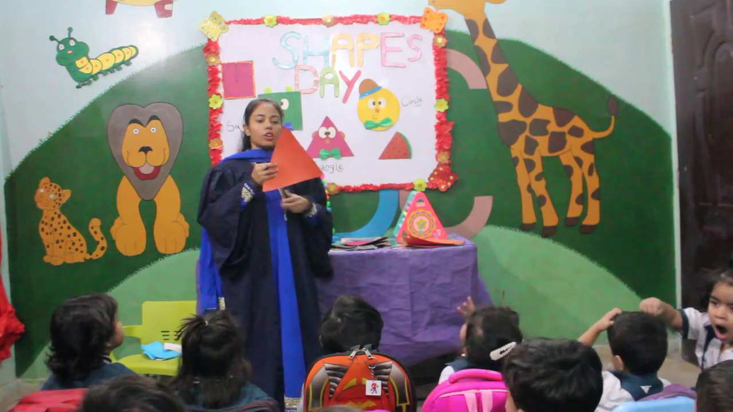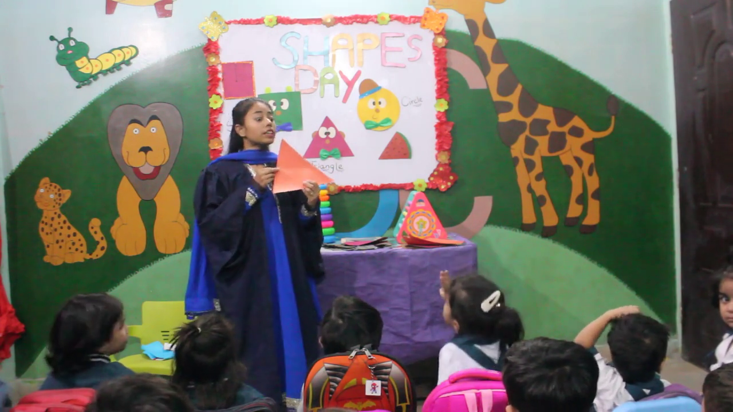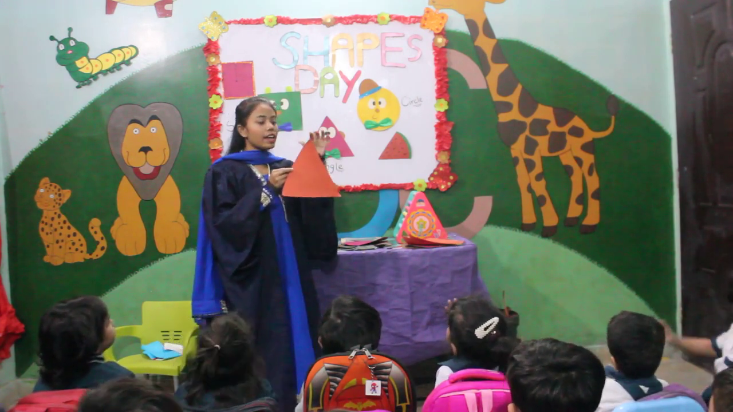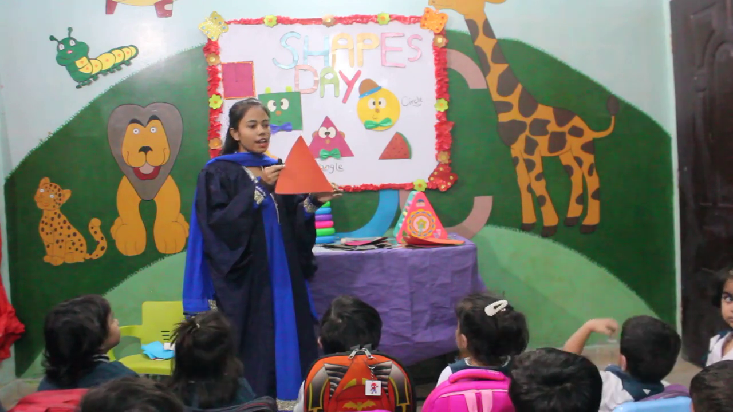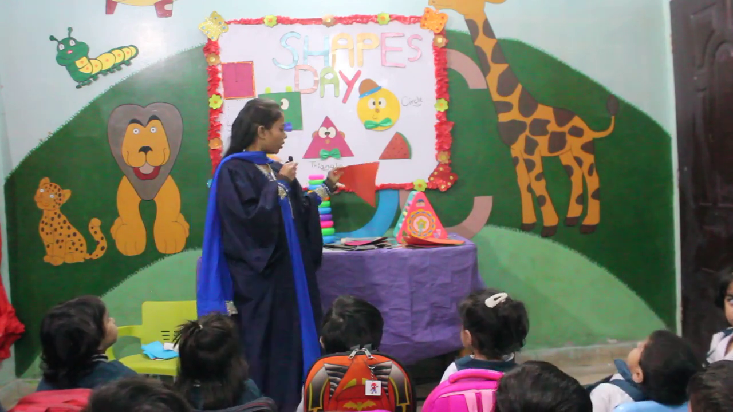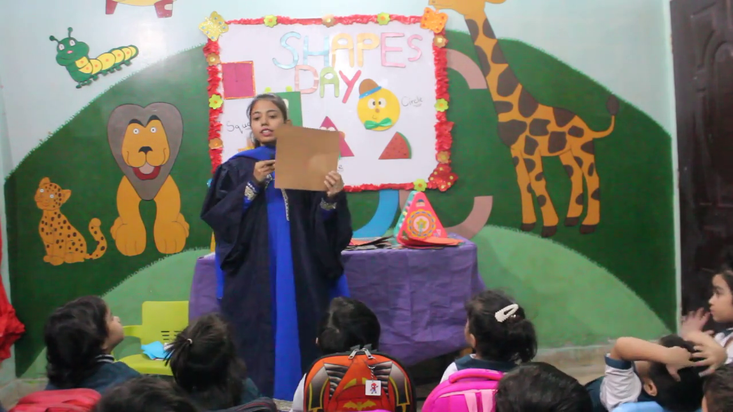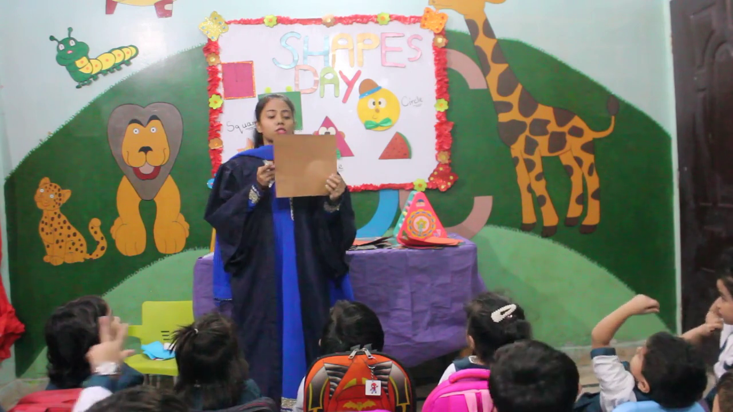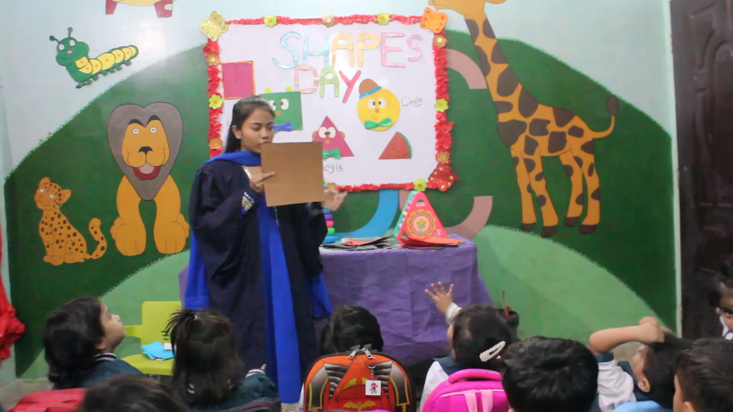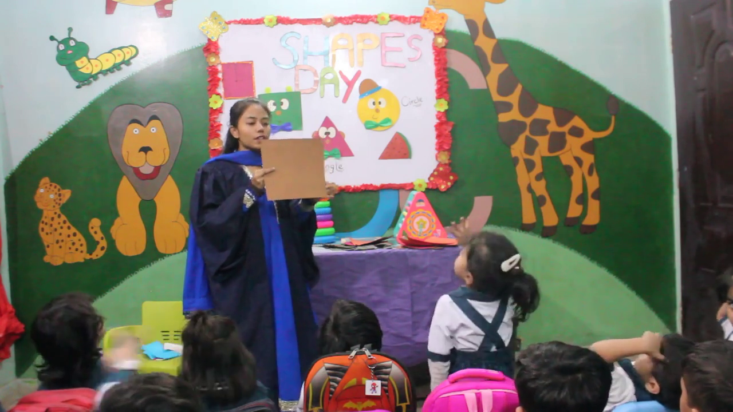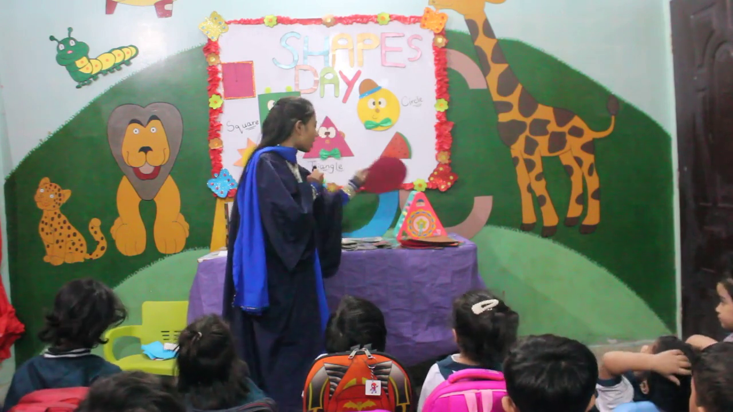Triangle. Which shape is this? Triangle. Yes, it has 3 corners and 3 sides. Okay, now which shape is this? Square. Square has 4 corners. Good. And a square has 4 sides. Yes. 4 corners and 4 sides.